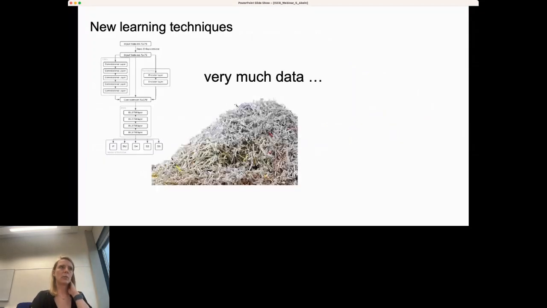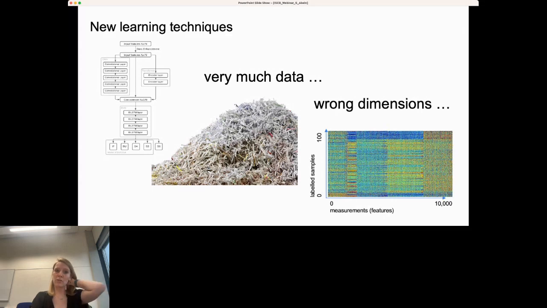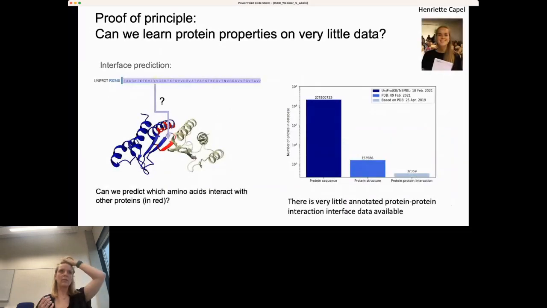So the idea is that we want to use new learning techniques, say deep learning. We have very much data, but we really have the wrong dimensions. So we have very few examples, very few labeled samples to train on. So the output, what I explained earlier in your prediction models. And we have a lot of features per sample. And so this is typically the data and the dimensions of the data that we work with in the life sciences. And so the question is, can we still effectively learn over this?